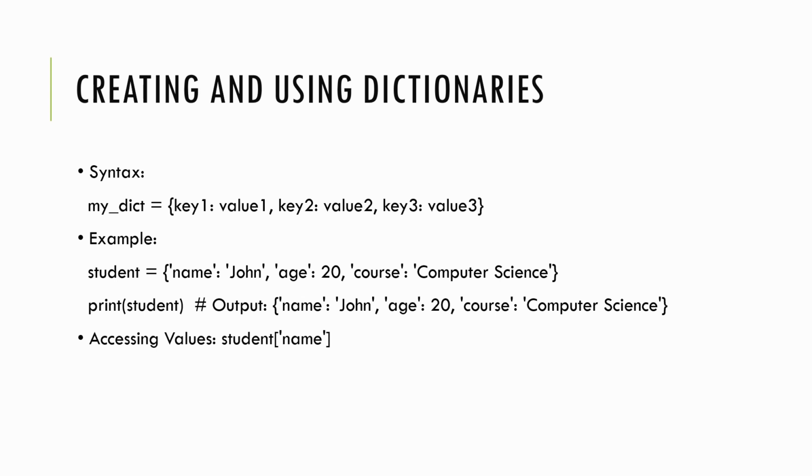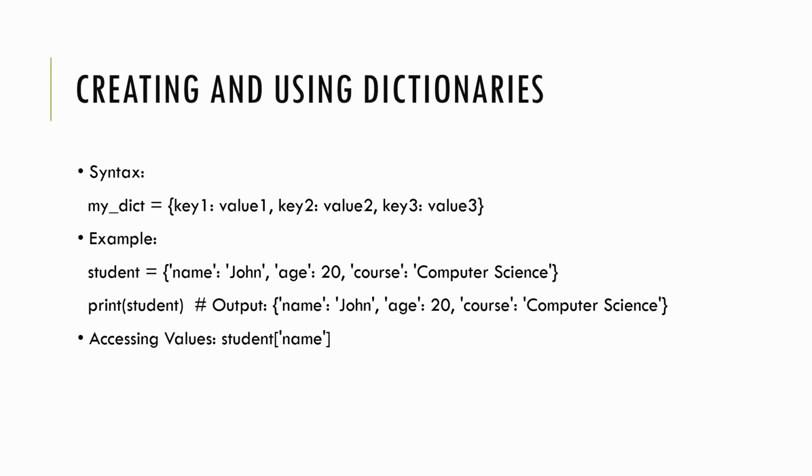Let's start by creating a dictionary. The syntax looks like this: myDict = {key1: value1, key2: value2, key3: value3}. Here's an example. We can create a dictionary called student to store information like the name, age, and course.